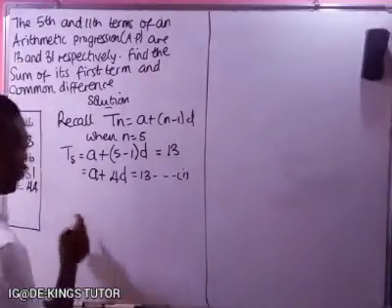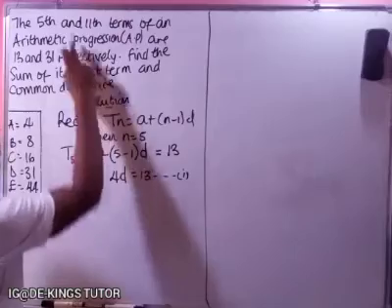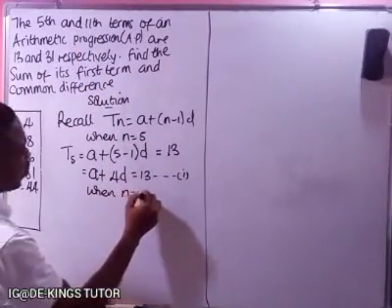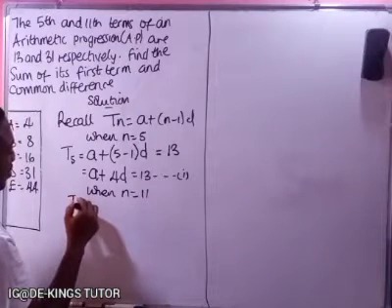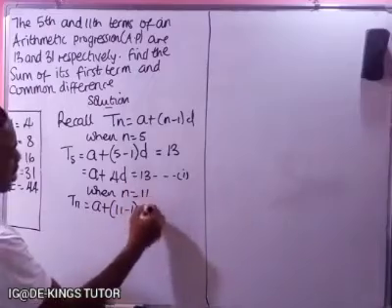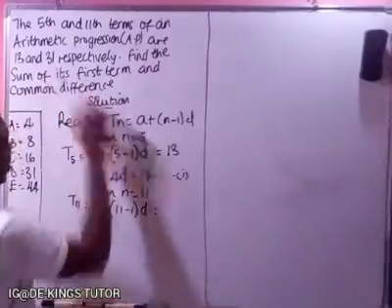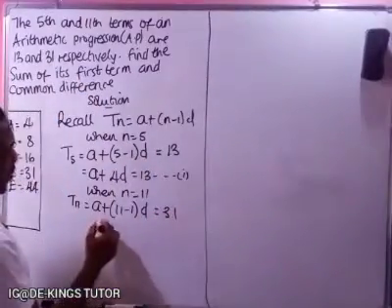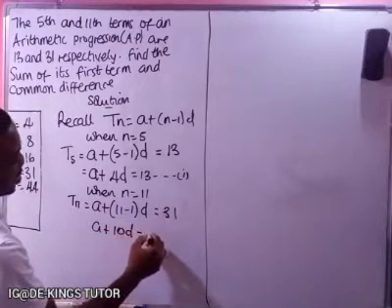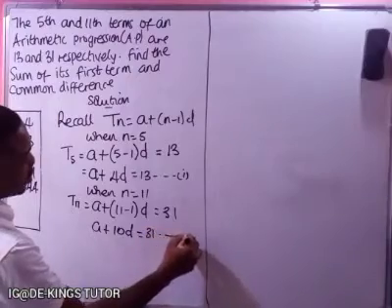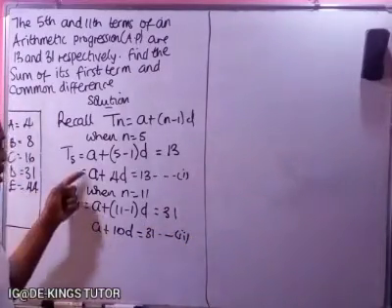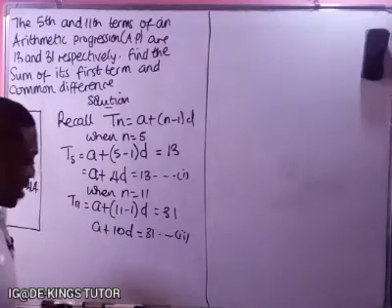Okay. Now another one, it said the 11th term is 31. So when n equals 11, we have the 11th term equals a plus n, which is 11, minus 1 times d, equals 31. So we have a plus 11 minus 1 is 10d, equal 31. We can call this equation 2. Okay, so we can now solve these two equations simultaneously, that's at the same time.